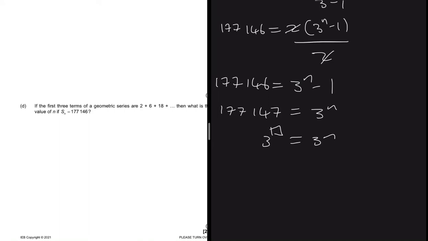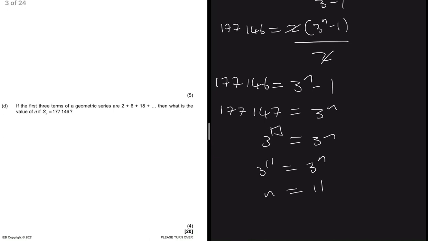177147. So if I put 3, I get 27. If I put 4, I get 81. It seems like these small numbers are still very low. If I put 8, I get 6000 and something. If I put 9, I get 19,000. If I put 10, I get 59,000. And then if I put 11, I get 177147. So that means 3 to the 11 equals 3 to the n. So n equals 11, right?